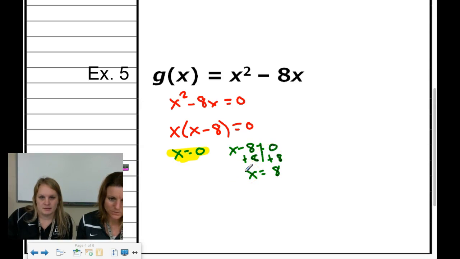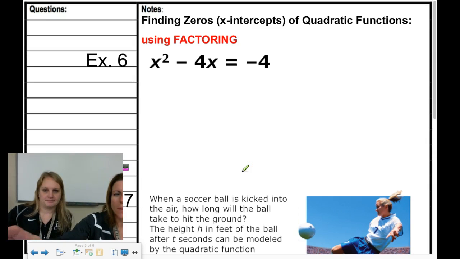Exactly. Also highlight it. Those are the two answers. Okay, are we ready? Ready. Example 6. Let's do that.